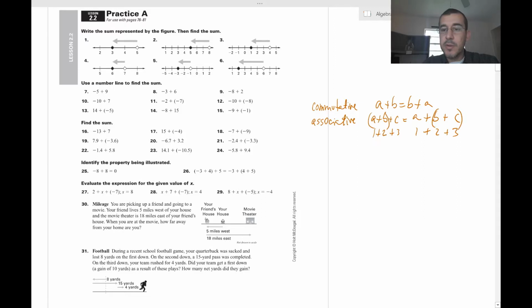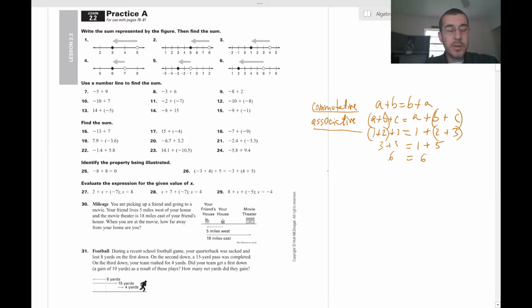So if you have 1 plus 2 plus 3, 1 plus 2 is 3, plus 3 is 6. Grouped the other way, 2 plus 3 is 5, plus 1 is 6. 6 equals 6, right? It doesn't matter how you group these, you're still getting 6. This is called the associative property.